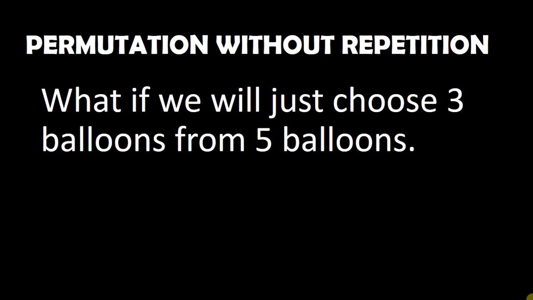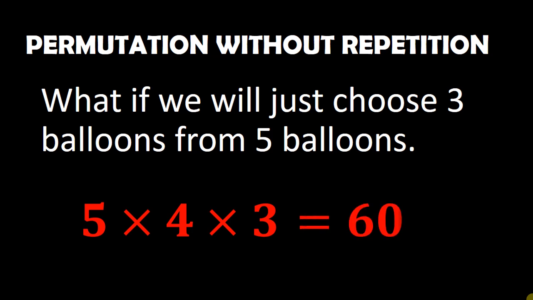Okay, paano naman kung sa 5 balloons na yon, 3 lang yung pipiliin natin? That is 5 times 4 times 3. Diba? 5 yung pamimilian natin na balloons. So, pag nilagay mo yung isa, 4 na lang yung pamimilian mo. Pag nilagay mo ulit yung isa, 3 na yung pamimilian mo. So, that is 5 times 4 times 3. And that is equal to 60. Ang sagot is 60.